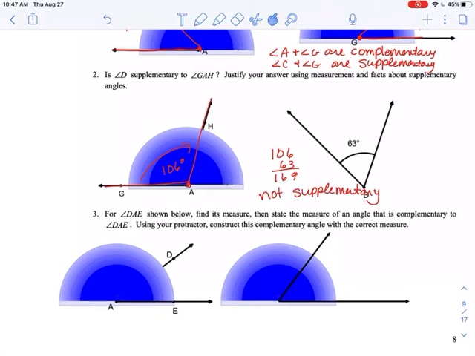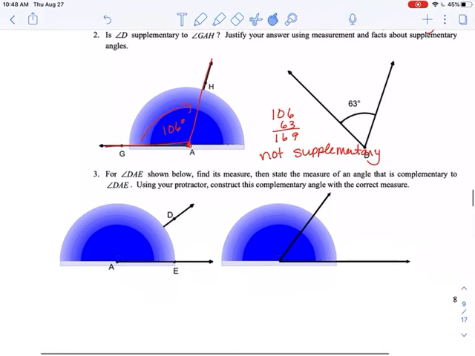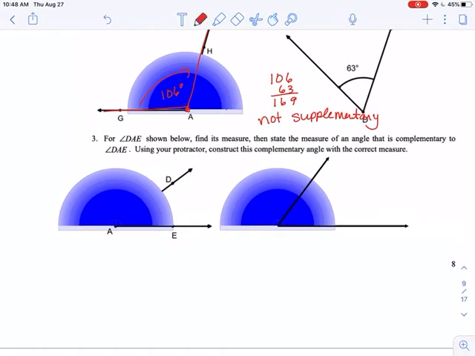And the last one, you are finding the measure of angle DAE. So I'm taking this and I'm measuring angle DAE. So you lined up your protractor, make sure it's lined up exactly. AE is on that line, and then you're reading this line right here. This comes out to be 37 degrees, and they want you to construct an angle using your protractor that's complementary. So remember, complementary angles add up to 90. So 90 minus 37 is 53.